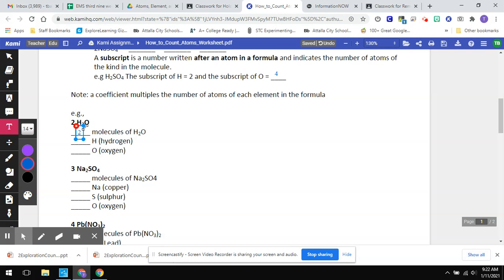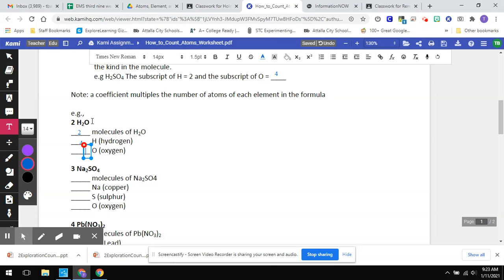So now what you're going to have to do in order to find out how many there are of each element, you're going to have to go coefficient times subscript. So hydrogen has a subscript of 2. So you would say coefficient 2 multiplied by subscript 2. And so for hydrogen, you would have 4. But for oxygen, there is no subscript, so that's an understood 1. So you would say 2 times 1, so oxygen would have 2. So you would have a total of 8 atoms in that molecule.